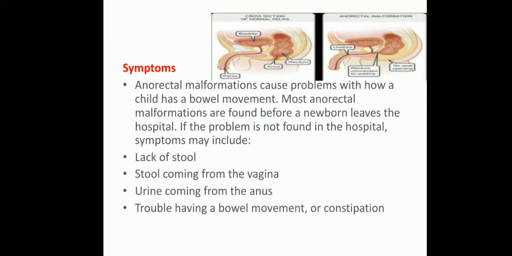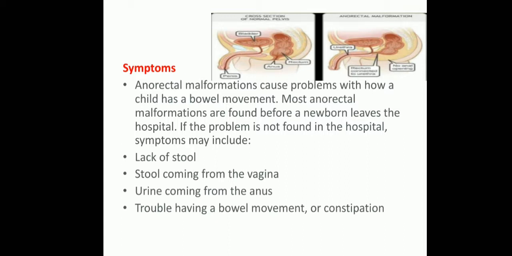If they are not recognized, the symptoms that may develop include lack of stool, stool coming from the vagina, urine coming from the anus, trouble having bowel movements, or the baby having constipation. These are the symptoms that may be associated with that baby.